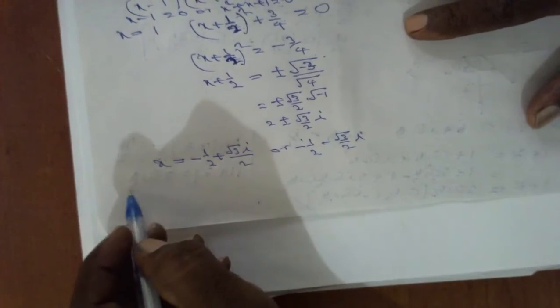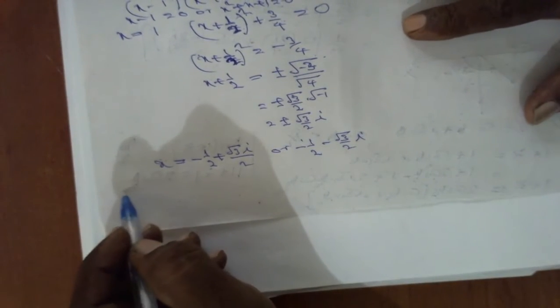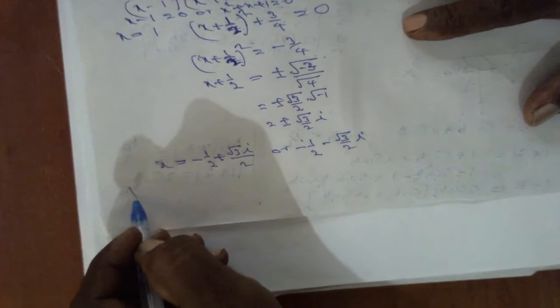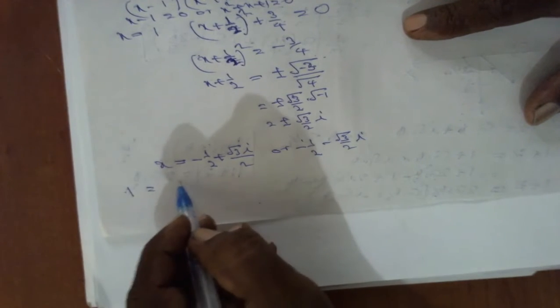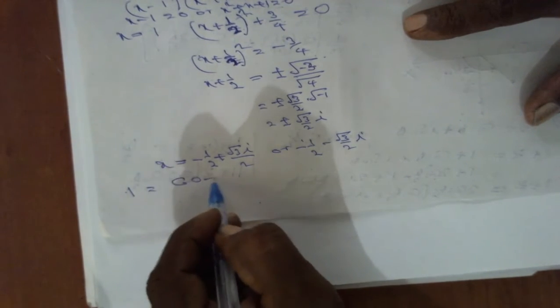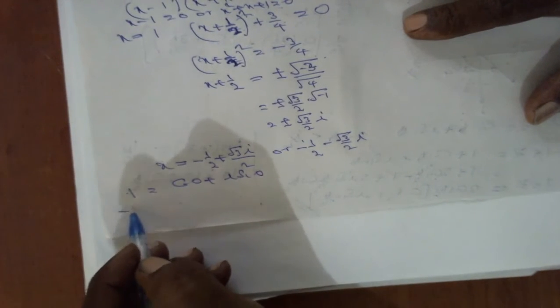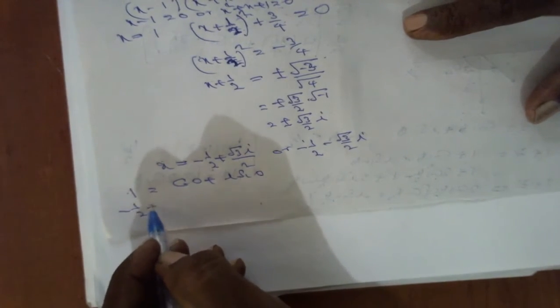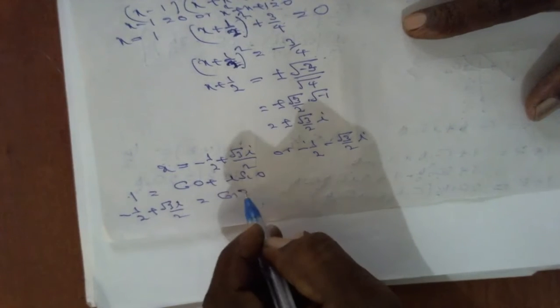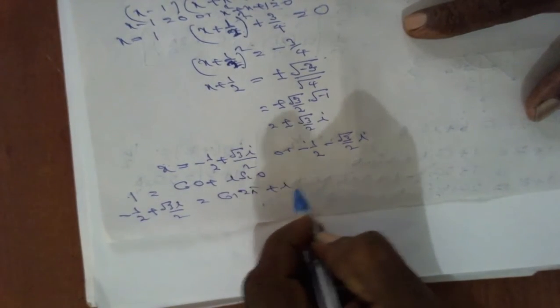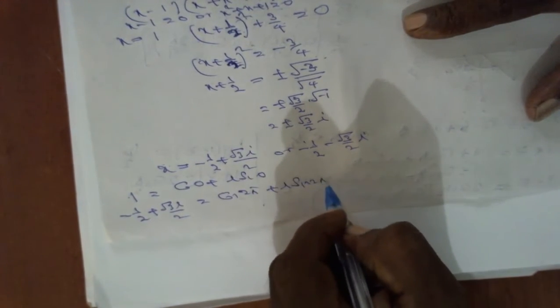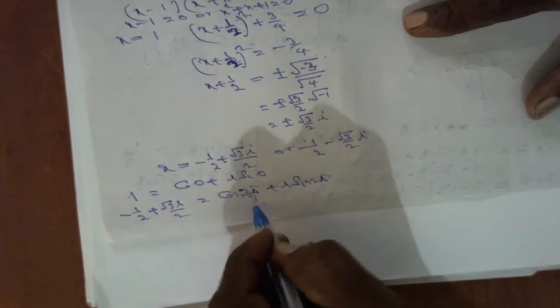Now, how do you express these in polar form? There are 3 roots. 1 is equal to cos 0 plus I sin 0. Minus half plus root 3 i by 2 equals cos 2 pi by 3 plus I sin 2 pi by 3.